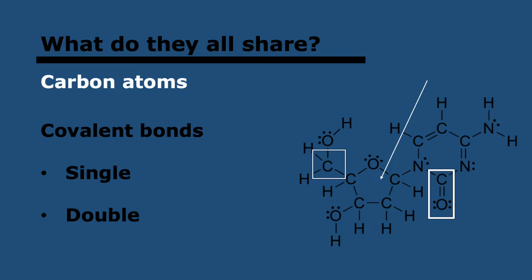What do all macromolecules share? Well, they all have carbon atoms. Carbon atoms are great because they bind to each other and form covalent bonds. A covalent bond, in case you don't take chemistry, is a bond where electrons are shared. Two electrons are shared between the two adjacent atoms, and it's the strongest type of bond between atoms. This allows for very stable molecules to be based on carbon.